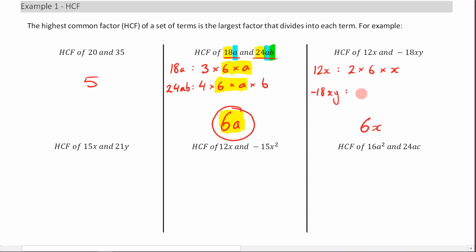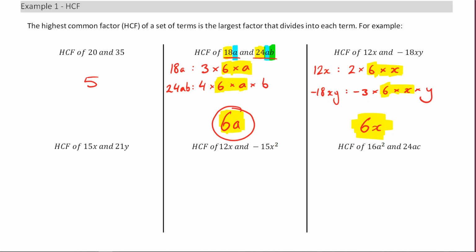So think of it as, all right, I have negative 3 times 6 times x times y. We're looking for our highest common factor. So our highest common factor is going to be 6, but we also have that x in common. So we take that out as well. And that's how we're getting 6x.